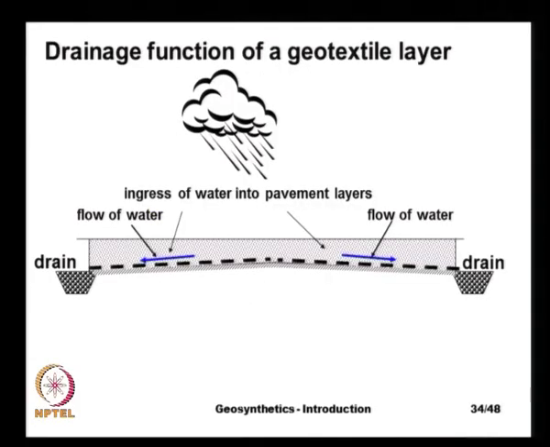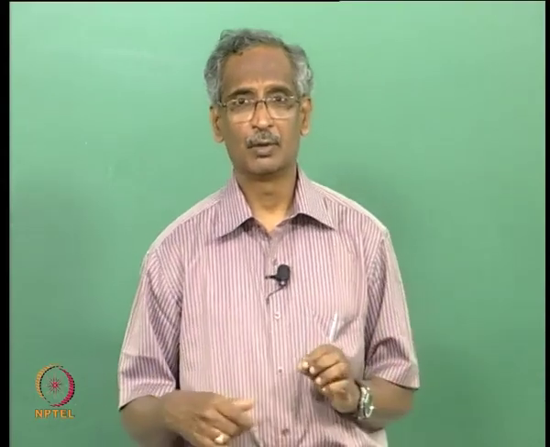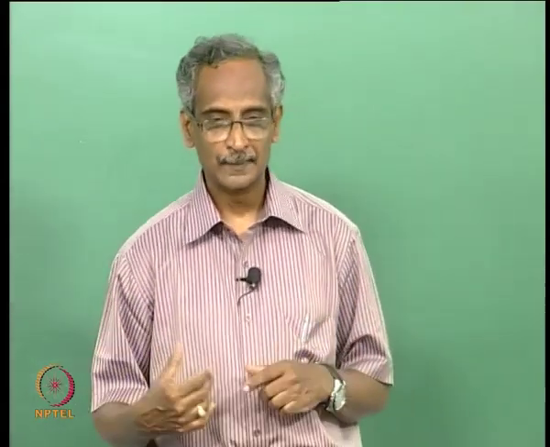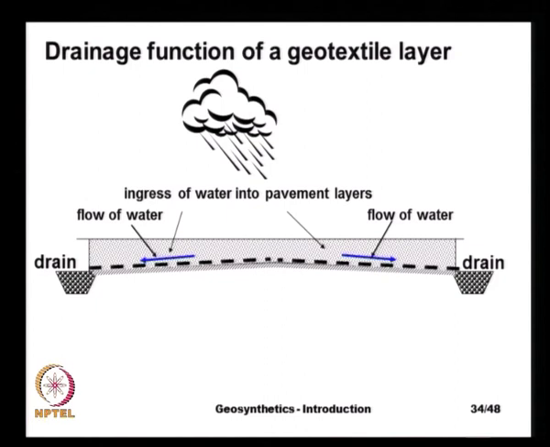And another major function that we have is drainage. Drainage is the flow of water along the length of the geotextile or a geogrid or a geo product, or through the thickness of a thick geosynthetic product like a geonet or a geotextile. If you are able to do that, the rainwater, whatever enters into the pavement, can smoothly flow into the side drains without entering the subgrade.